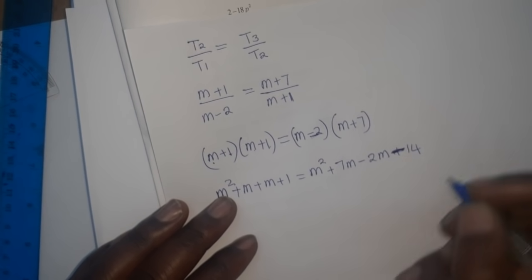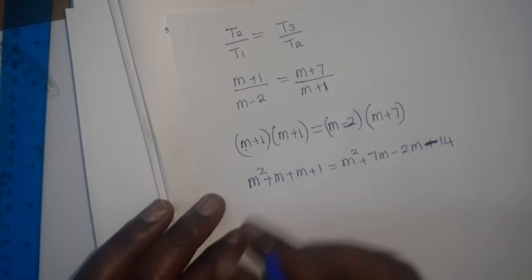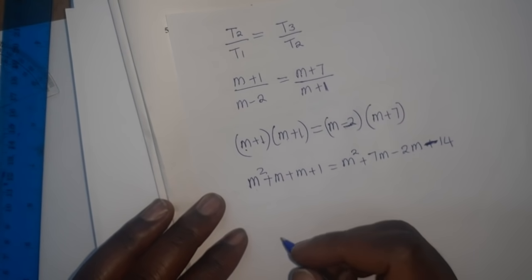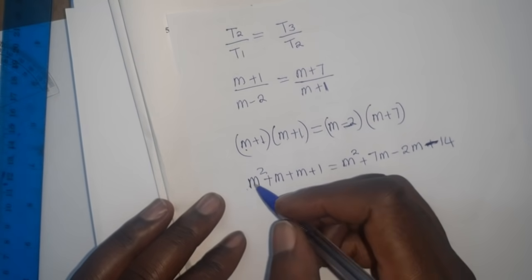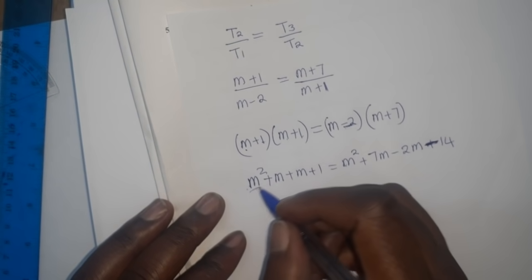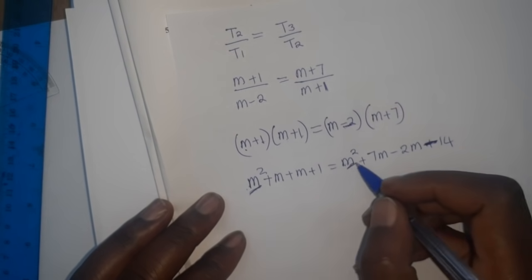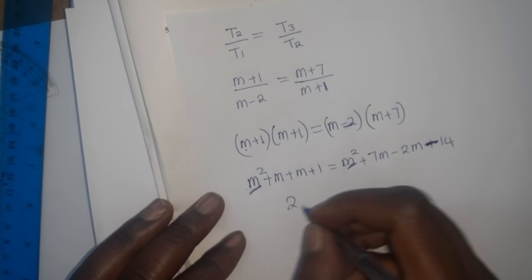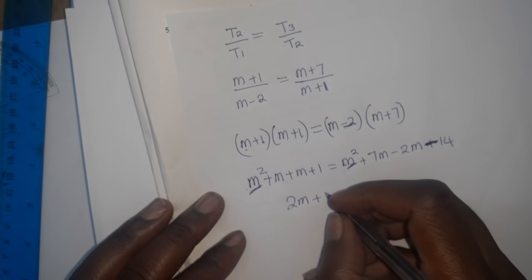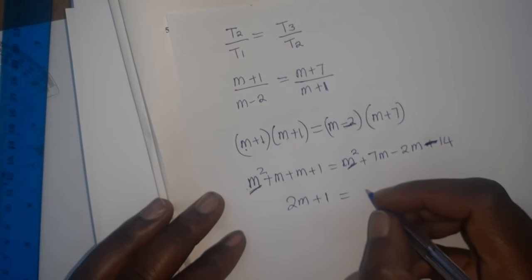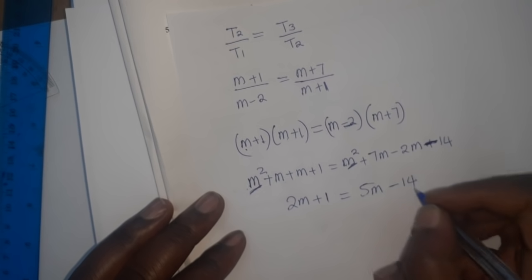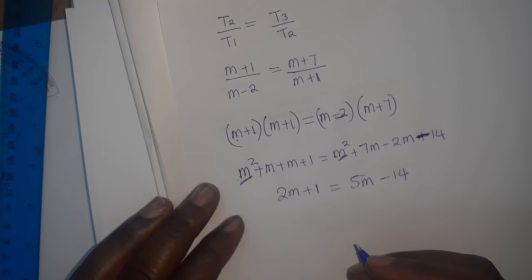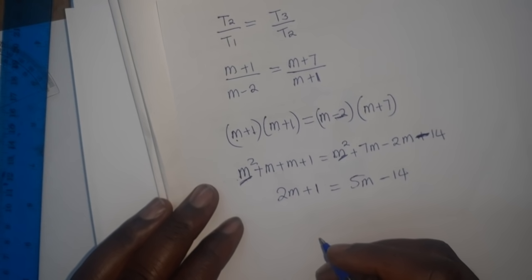minus 14. Then at this point you can put the like terms together if you like. Of course we know that if this one comes to the other side, it will be minus, or the other way around. So we can leave out these ones at this point. Then what we get here, this will give us 2m plus 1 is equal to 5m minus 14. Okay? So this is going to further give us what?